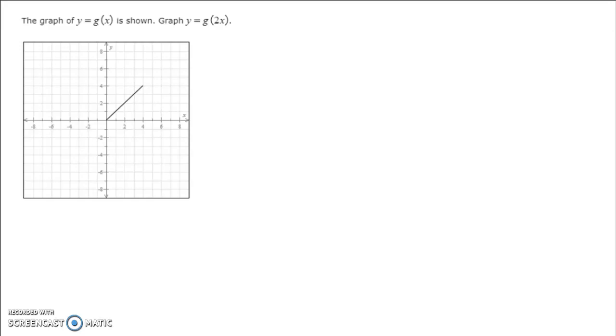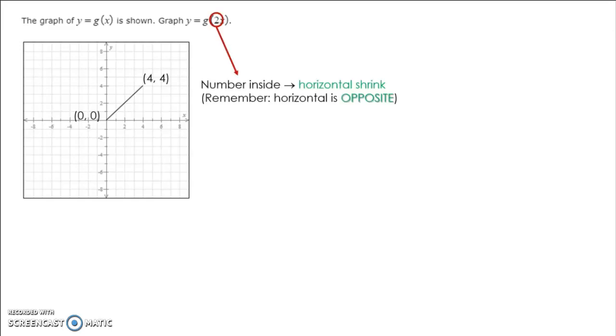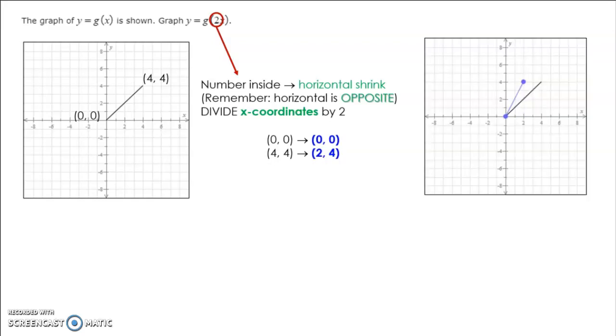Here we just have a line. We're going to look at our ordered pairs, and then we're going to see what they want us to do. We have a number on the inside, so this is a horizontal shrink. Remember, shrink is going to be the opposite. So we're going to divide the x coordinates by 2. So our 0, 0 doesn't change, but our 4, 4 becomes 2, 4. Again, we're just dividing the x coordinate by 2. We're not doing anything to the y coordinate. And then we plot our points.